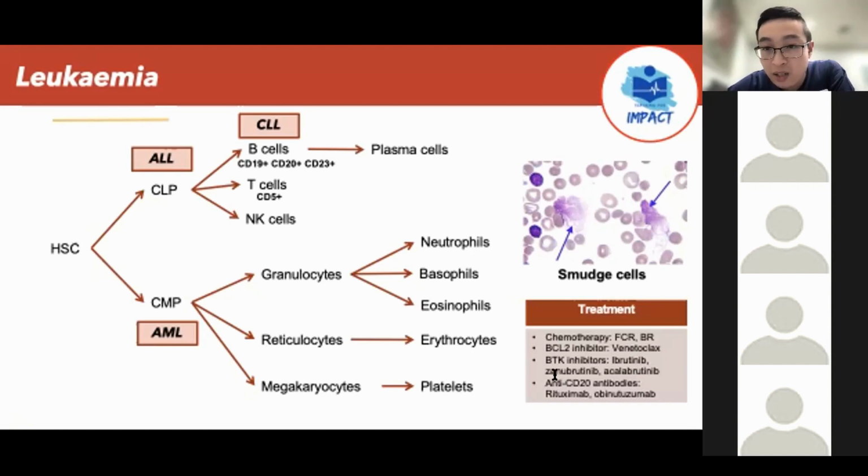And the third group of agents is anti-CD20 antibodies. Rituximab is the first in class in this group of drugs. There's now a next generation anti-CD20 antibody, which apparently is better, called obinutuzumab.